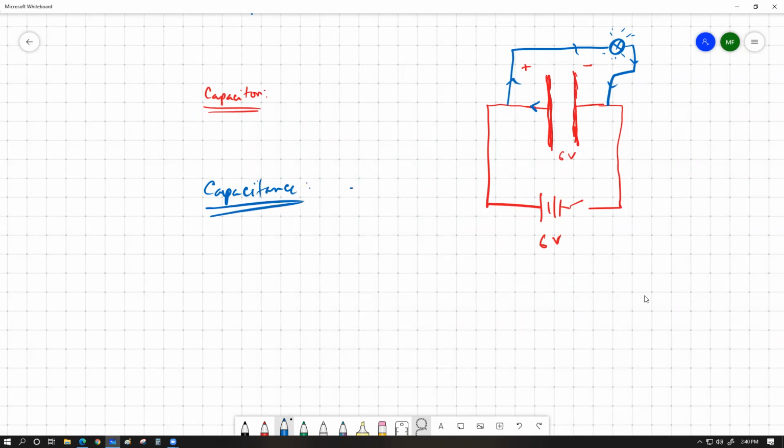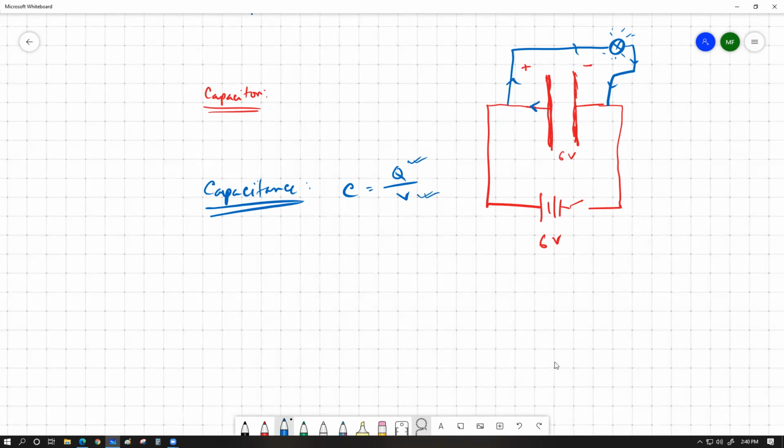Capacitance is defined by charge over voltage. So this actually means how much charge is needed for every unit voltage, or for unit voltage difference.